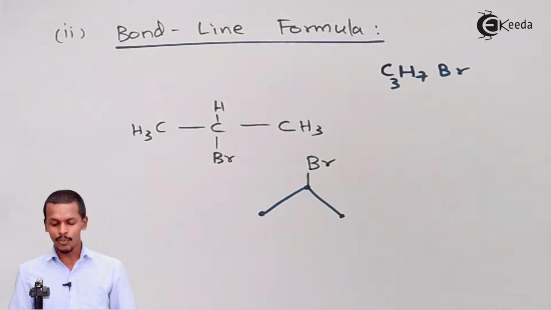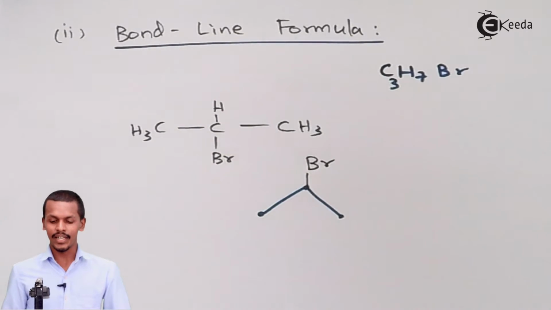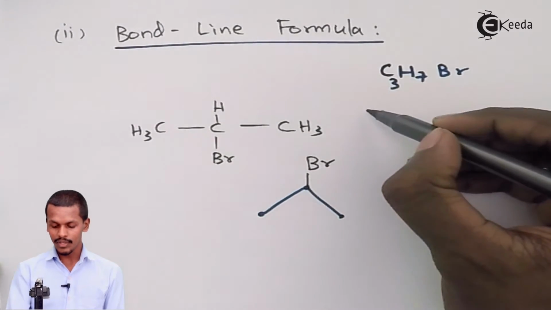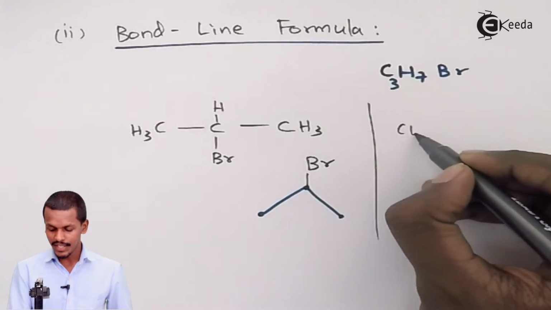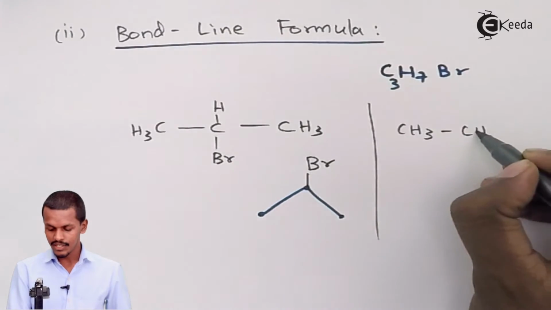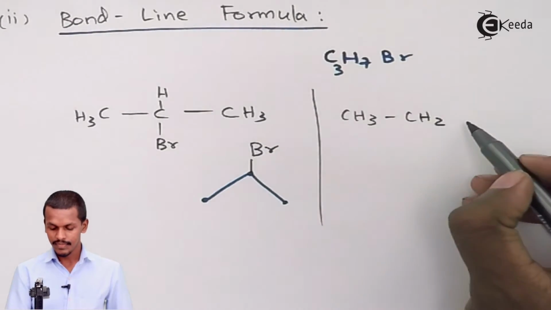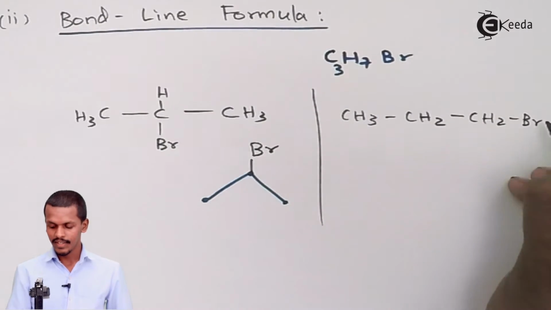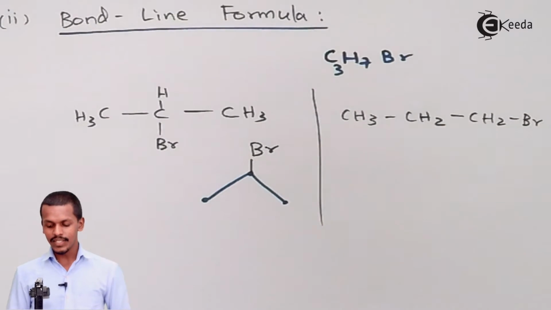But here the bromine was attached to the secondary carbon atom. But what if the bromine is attached to the primary carbon atom? I am talking about this example, that is CH3, CH2, and CH2Br. So in this case, as we can see, there are 3 carbon atoms and one bromine atom, and that bromine atom is attached to the primary carbon atom, that is this one, and here it was the secondary carbon atom.